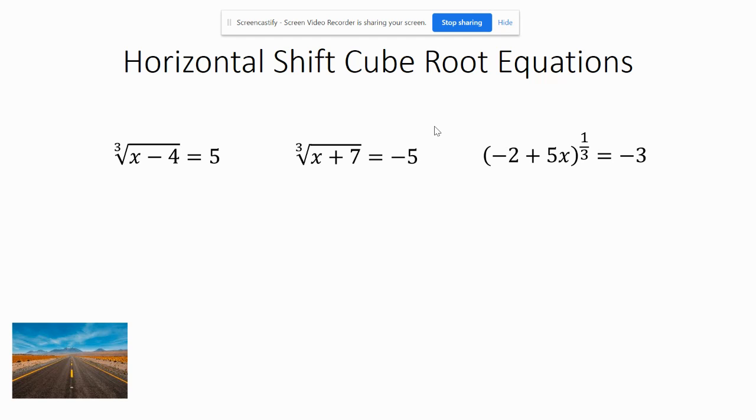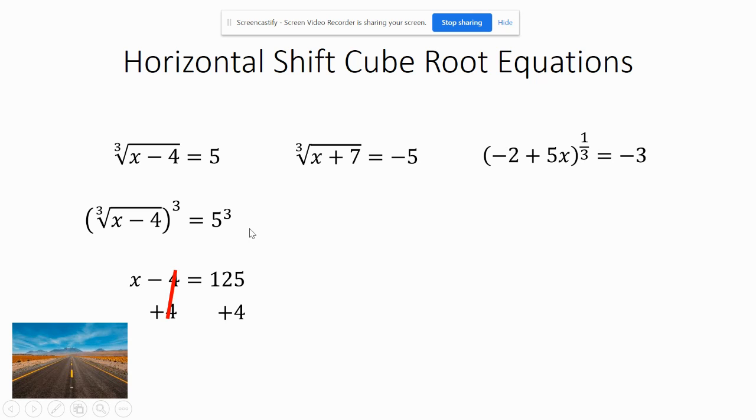I'm cubing the whole quantity x minus 4. There's nothing being added, nothing being subtracted that's outside the radicand. So I'm just going to cube everything to get rid of it. If I cube the cube root, it'll get rid of this here, leaving me x minus 4. If I cube the left side, I've got to cube the right. So 5 cubed is 125. And now I have x minus 4 equals 125.